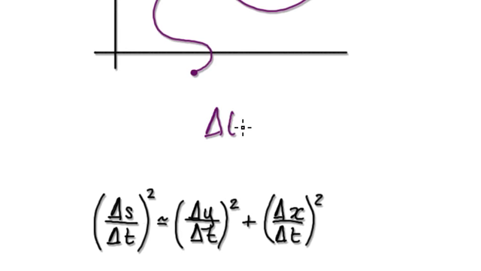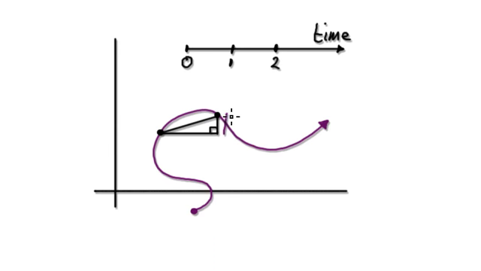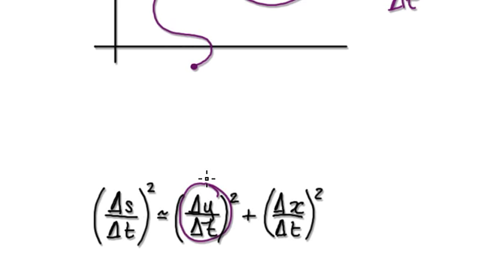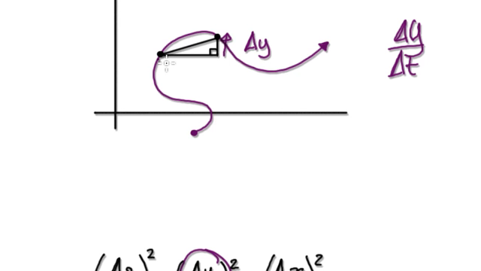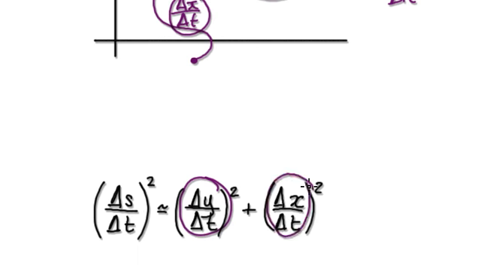A small increase in time would result in you making a small increase in the y direction. But then because time is tied into the whole thing, the speed will be delta y by delta t. So that's this bit here. And then in the x direction, you've covered this amount of distance in this amount of time, then this would represent the speed in the horizontal direction.